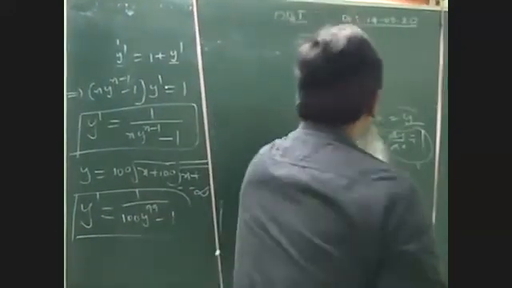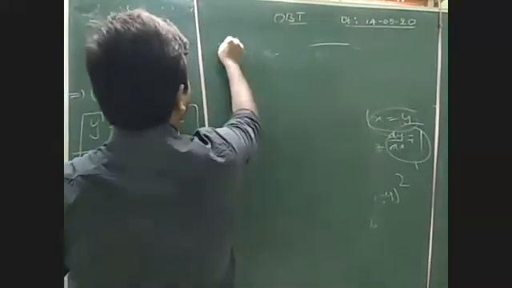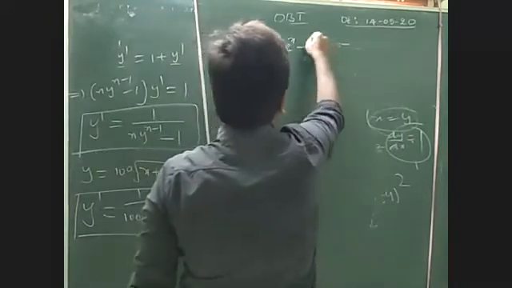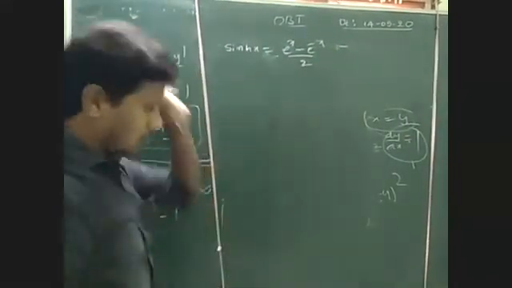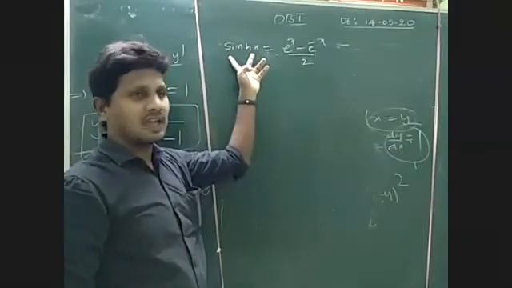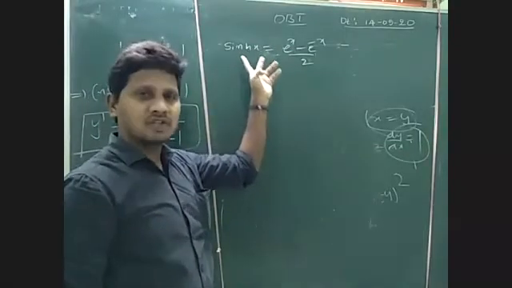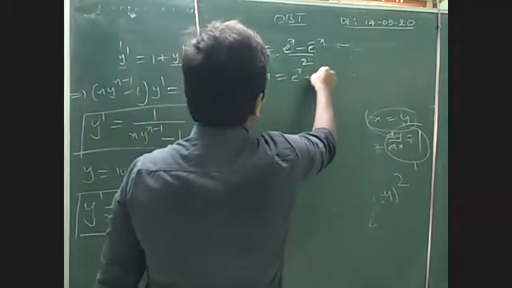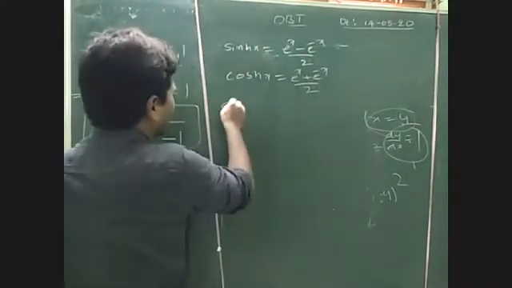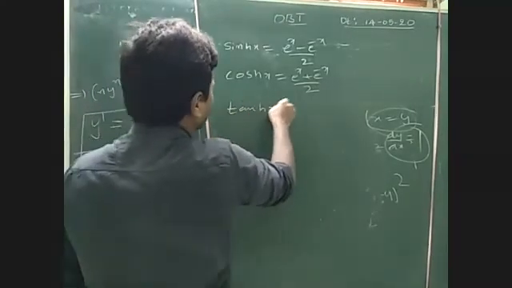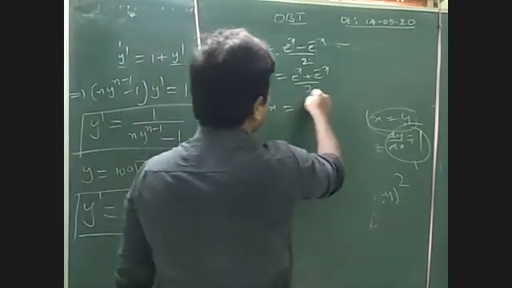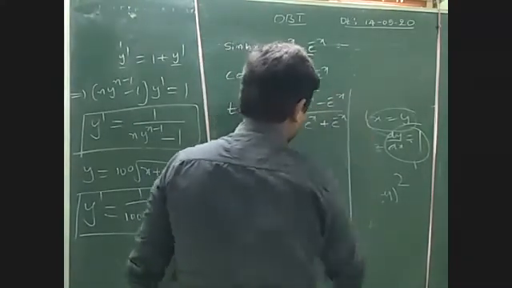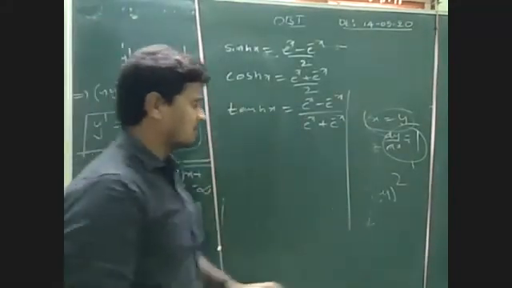So let us see hyperbolic functions. sinh x value is actually e to the x minus e to the minus x by 2. By using the complex number system, we can write sinh x. Here cosh x is e to the x plus e to the minus x by 2. Then finally tanh x is sinh x by cosh x, e to the x minus e to the minus x by e to the x plus e to the minus x. Like that we can write the remaining hyperbolic functions.